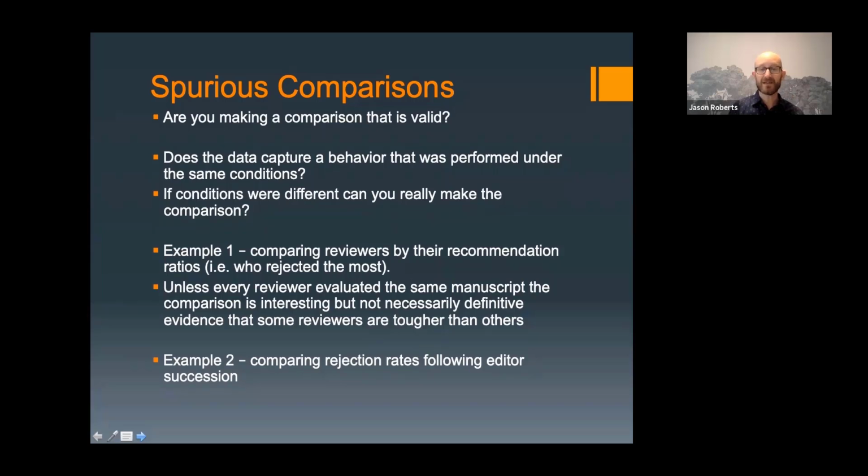Maybe the person with 90% was given just awful papers. Maybe they were given case reports at a journal that says we don't really want to publish case reports anymore if we can help it.